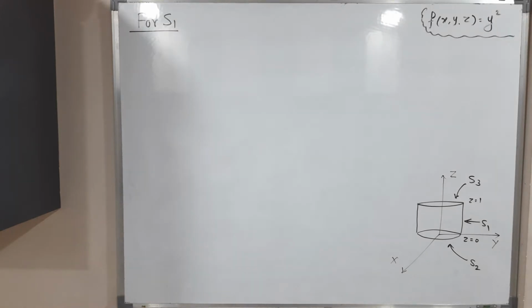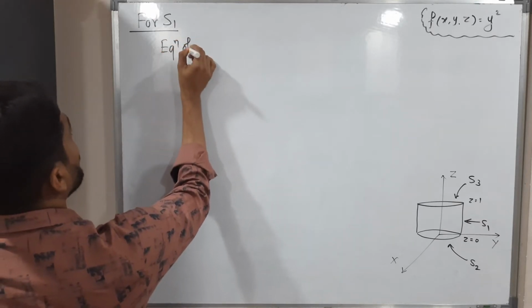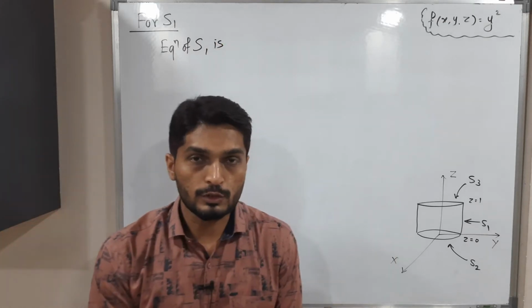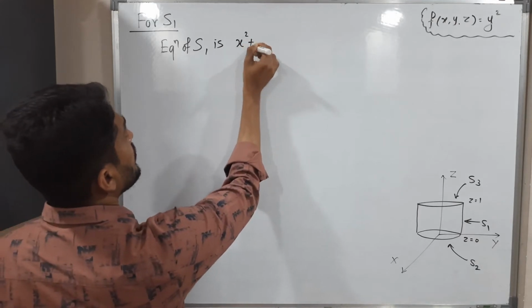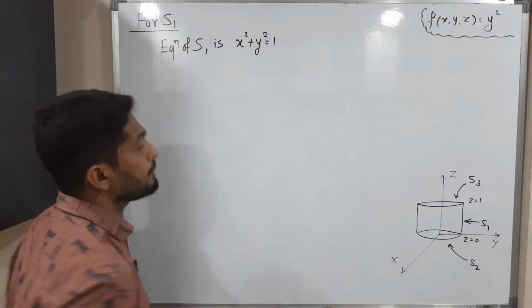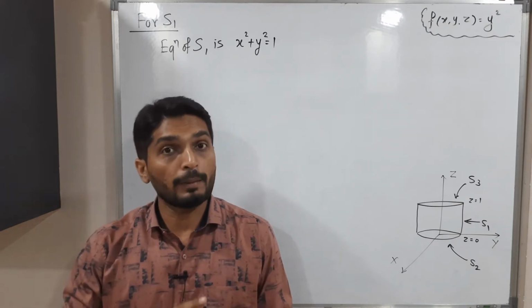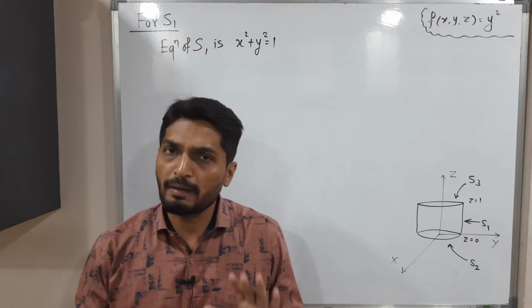So let us solve the integration over S1. What is the equation of S1? S1 means the curved surface, whose equation is x square plus y square is equal to 1. In previous videos we have already seen that when we have a cylinder, a paraboloid or a cone, we go for the cylindrical coordinate system. I will do the same.